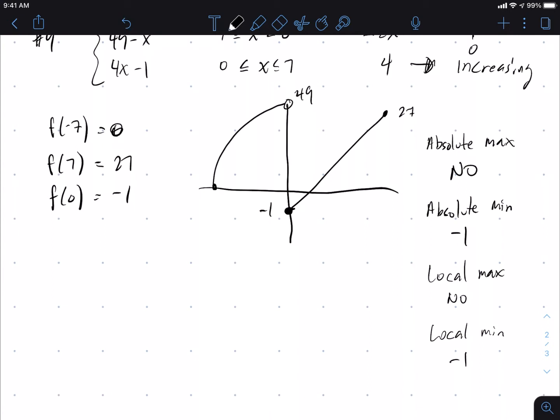Okay. That must be really close. I can hear the helicopters.